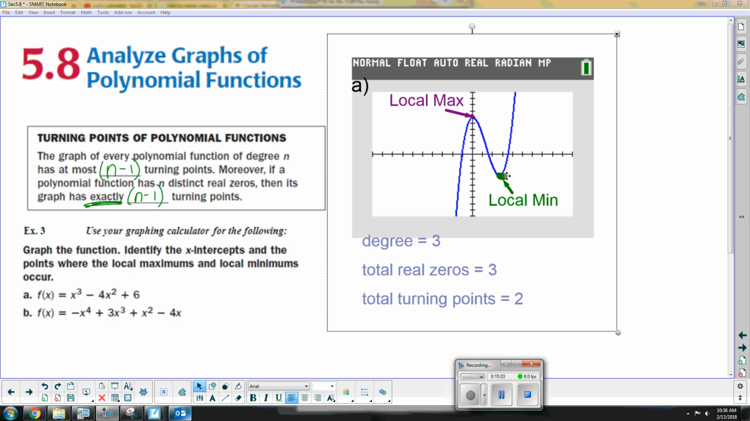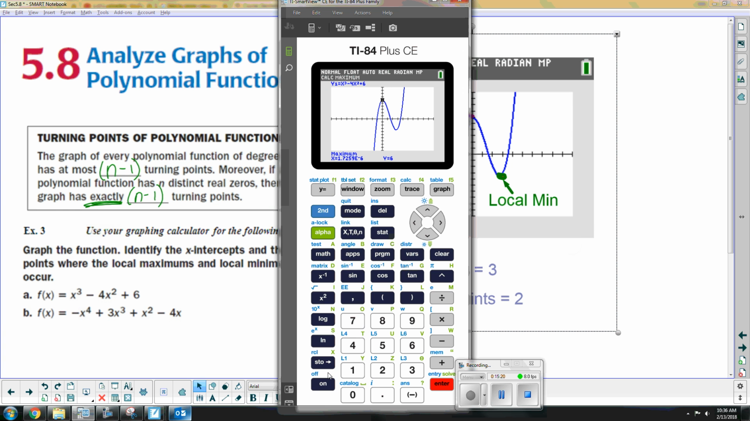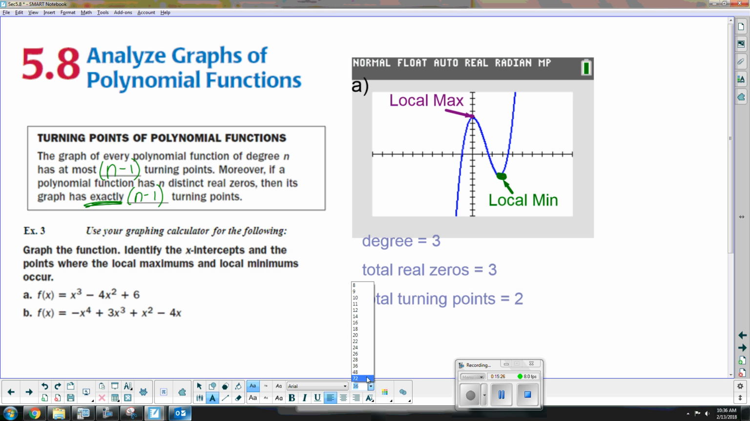So again, here's our local maximum, here's our local minimum. The polynomial function has degree of 3, total real zeros are 3, and it has 2 turning points. So we found our local maximum, 6. So we'll jot that down on here.